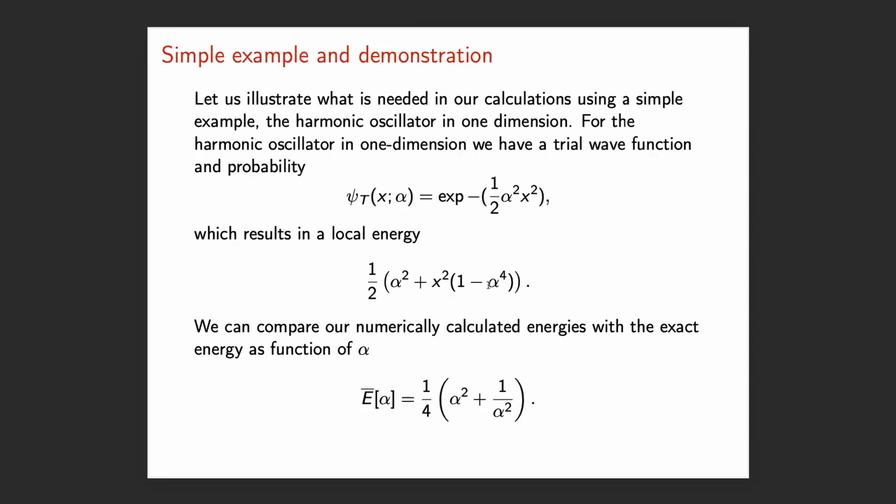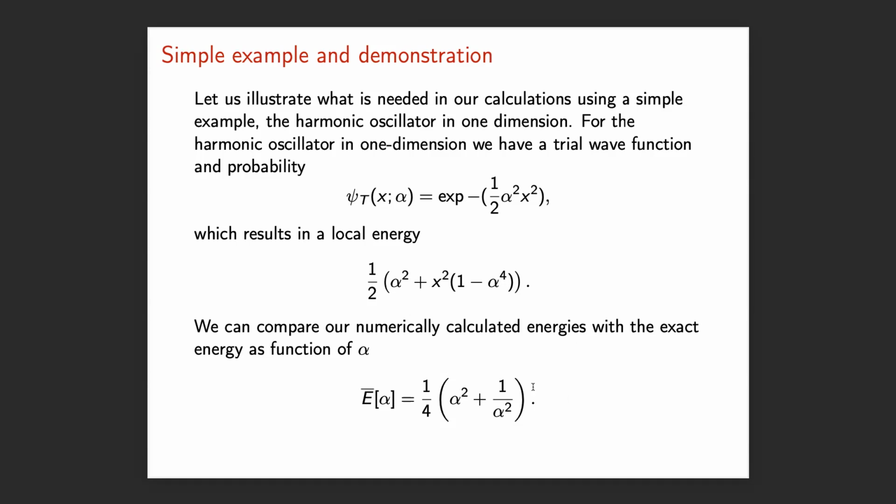The easiest way to look at these things is to take a harmonic oscillator function. With a harmonic oscillator, if we have a trial function like this, we have a local energy which takes a simple expression. And then we can calculate the energy. This is just the integral over the local energy multiplied with the probability distribution, which is this function squared, divided by the norm. In that case, we have an analytical expression, which is simple to set up.